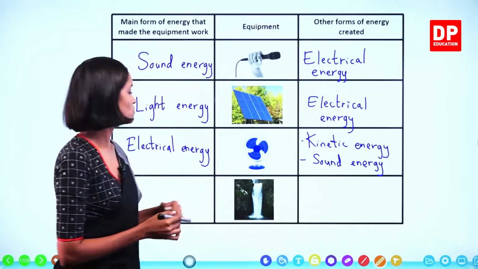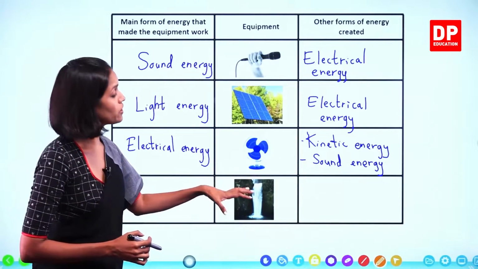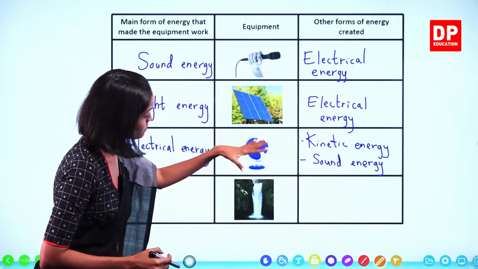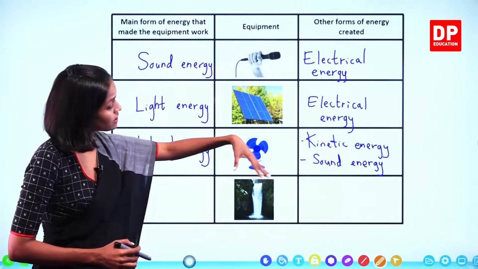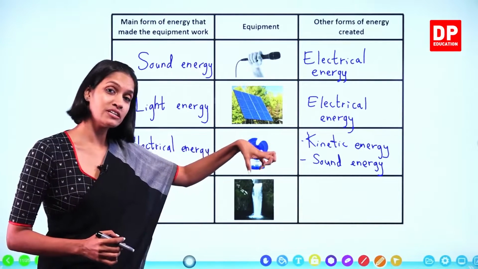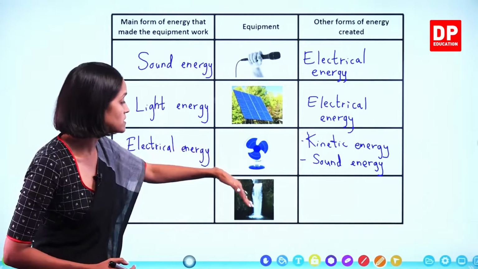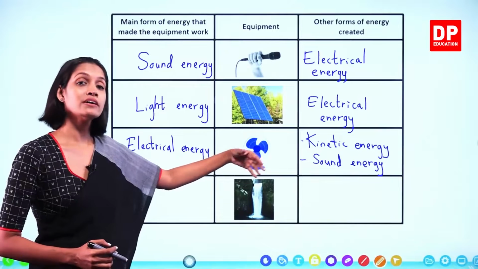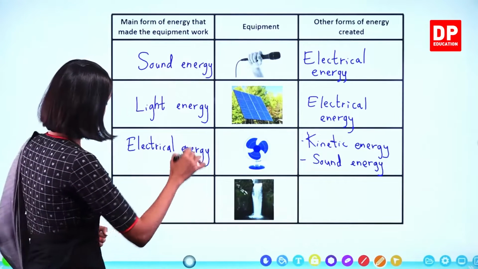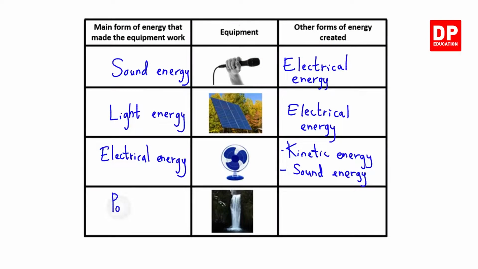The next one, waterfall. You all know that just before the water falls down, the upper part of the waterfall contains water with potential energy, right? So when it falls down, it converts to kinetic energy, right? So here potential energy is converted to kinetic energy.